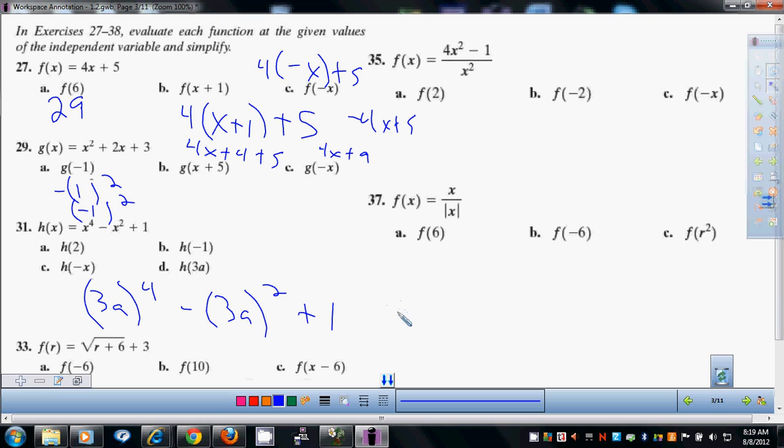What's 3 to the 4th? Anybody know that stuff today? Nice. 81a to the 4th. What's 3 squared? 9. There you go. That is this simplified. 3 to the 4th, a to the 4th, 3 squared, a squared, and then 1. Good. Good.